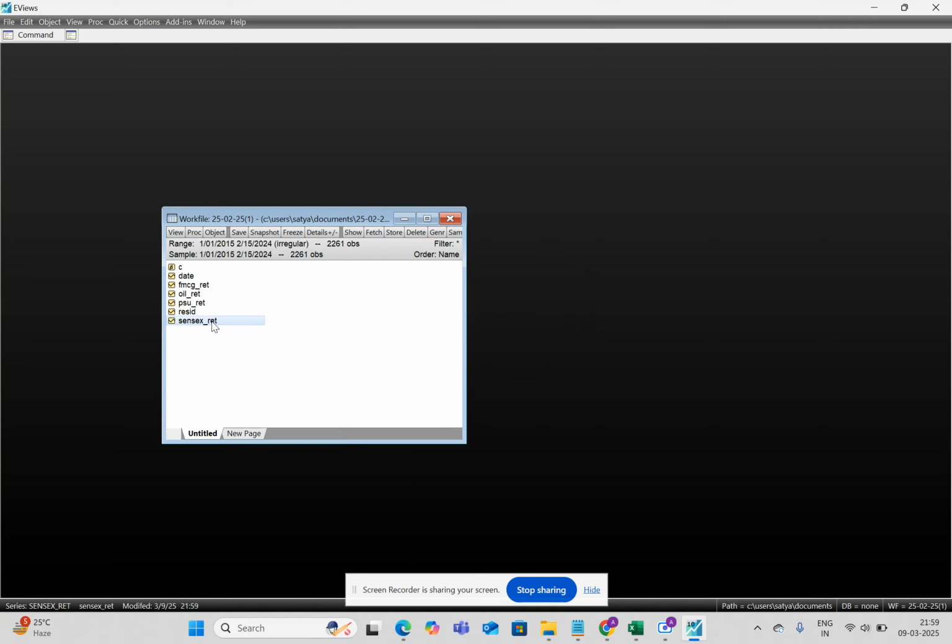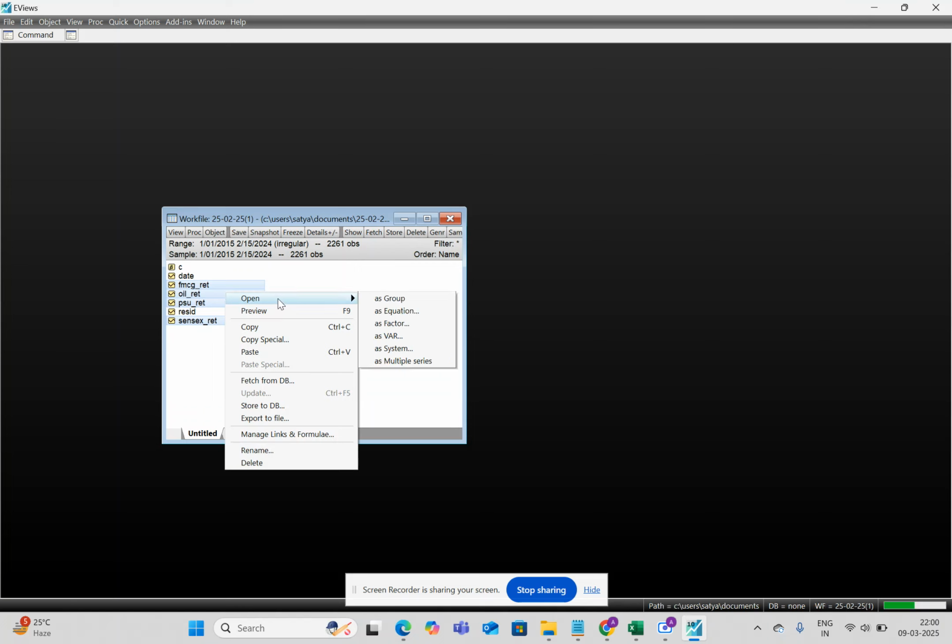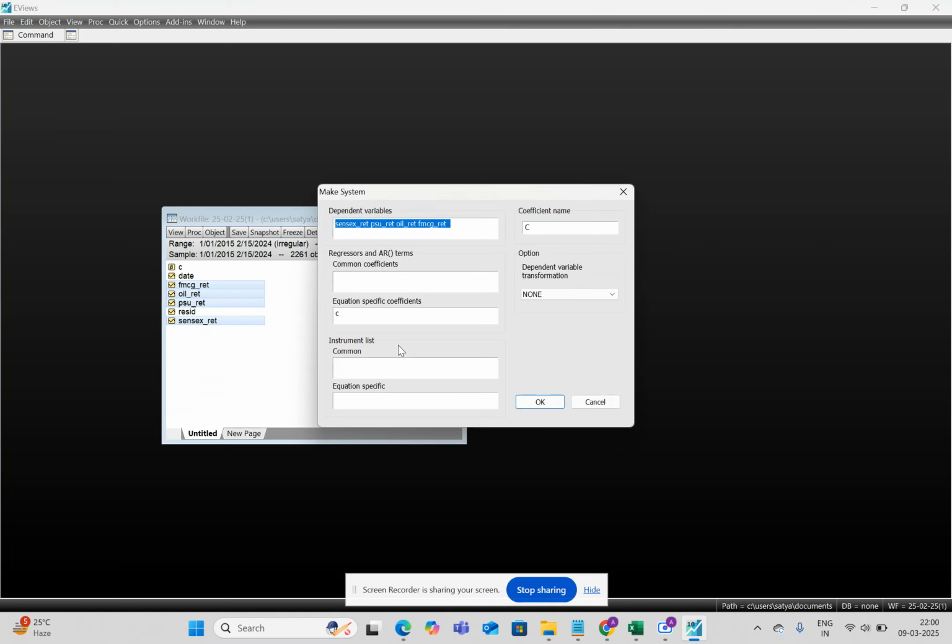Okay, so first we will start with a VECH model, a diagonal VECH model. Firstly, we will press CTRL on our keyboard and choose the series that we are interested in, that is the Sensex, PSU, Oil and FMCG series. Okay. So then we do open. So now we do open our system. So these are our dependent variables.